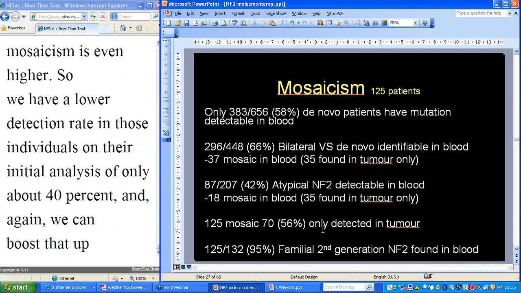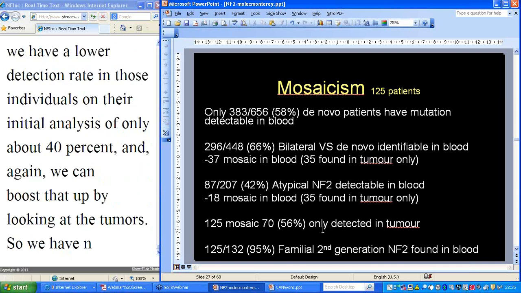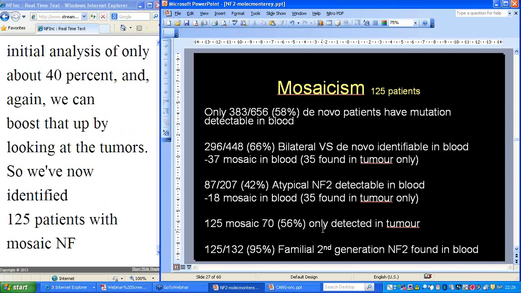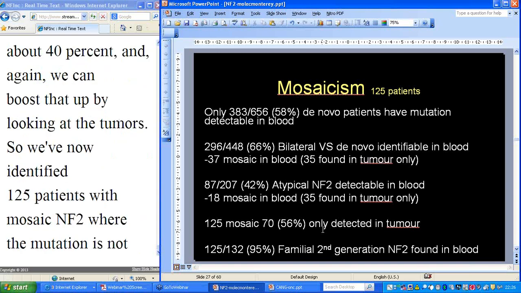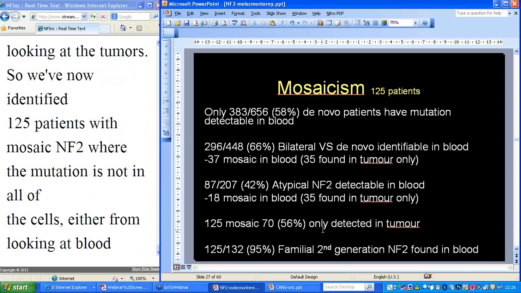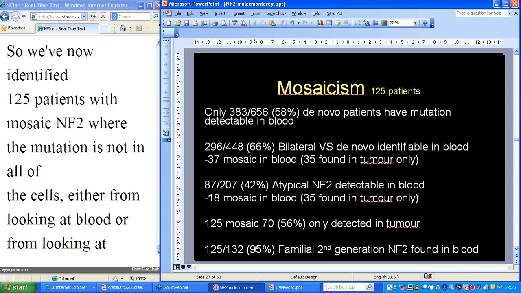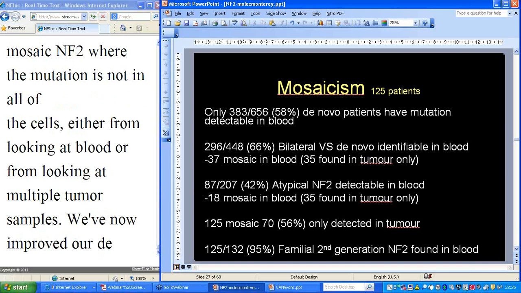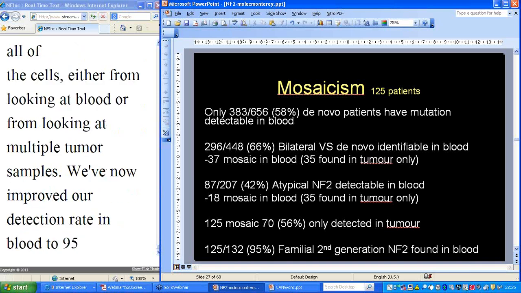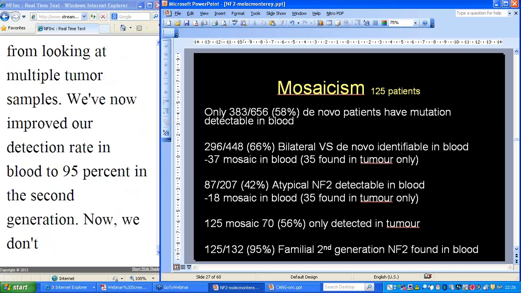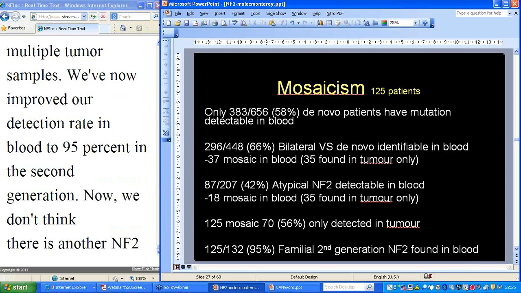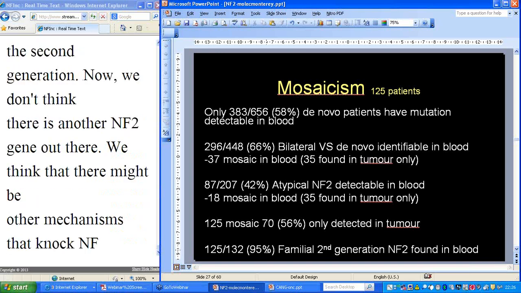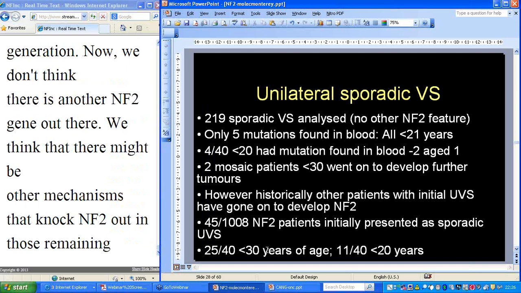So we've now identified 125 patients with mosaic NF2, where the mutation is not in all of the cells, either from looking at blood or from looking at multiple tumor samples. We've now improved our detection rate in blood to 95% in the second generation. Now, we don't think there is another NF2 gene out there. We think that there might be other mechanisms that knock NF2 out in those remaining families where we haven't found the genetic fault.